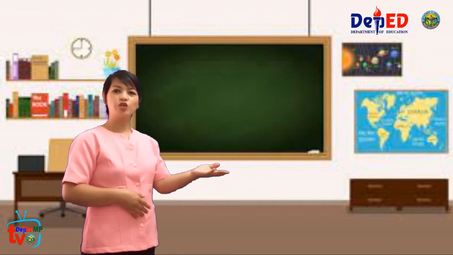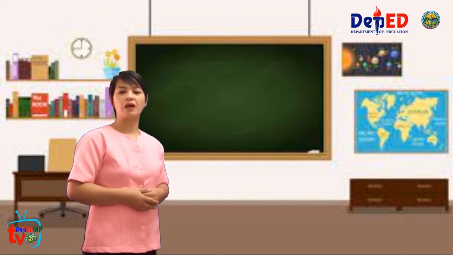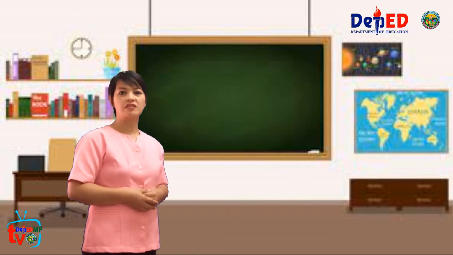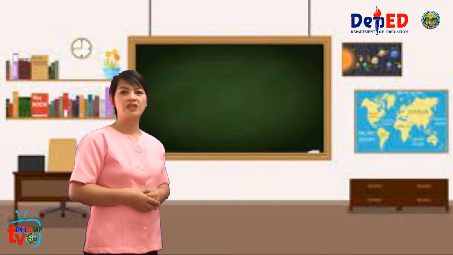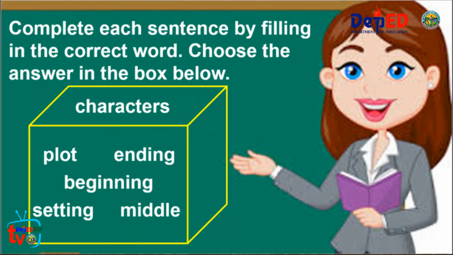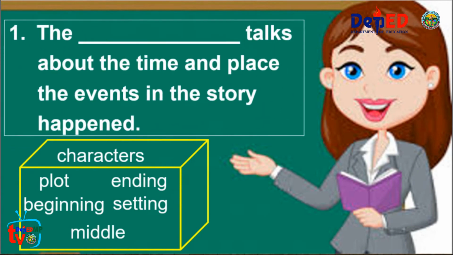Now that you already know the elements of a story, you try completing these sentences by filling in the correct words. You may pause the video until you finish answering the activity, then resume afterwards. Choose the answer in the box below. Characters, plot, ending, beginning, setting, middle. Number 1. Please read the sentence and write your answer in your answer sheet.